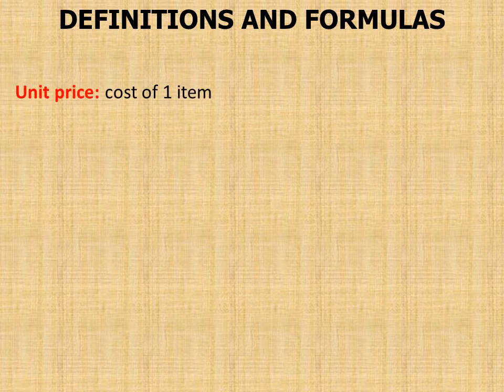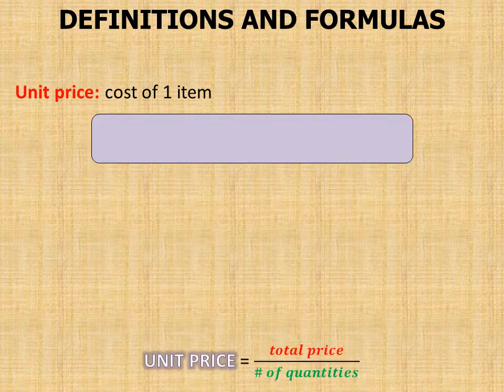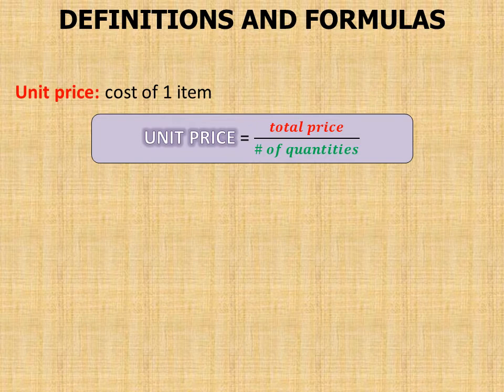Let's start off with some definitions and formulas. So unit price. Unit means one, and we learned that from when we were doing Best Buy. So unit price is the cost of one item, and that's the formula for calculating the price of one item. We take our total price and we divide it by the number of quantities, or the number of things that we've purchased.